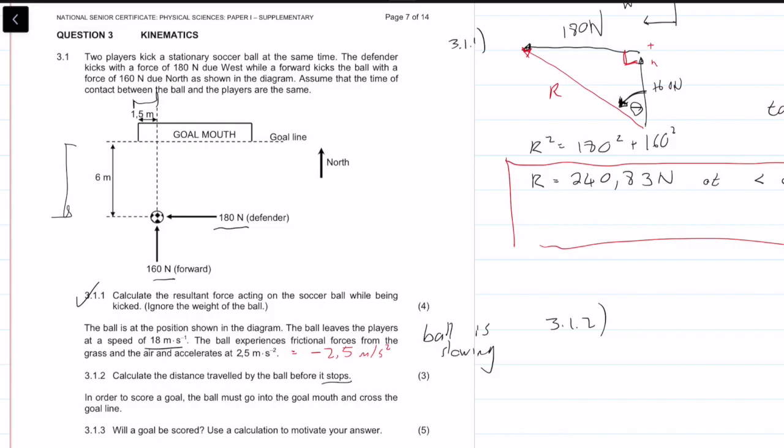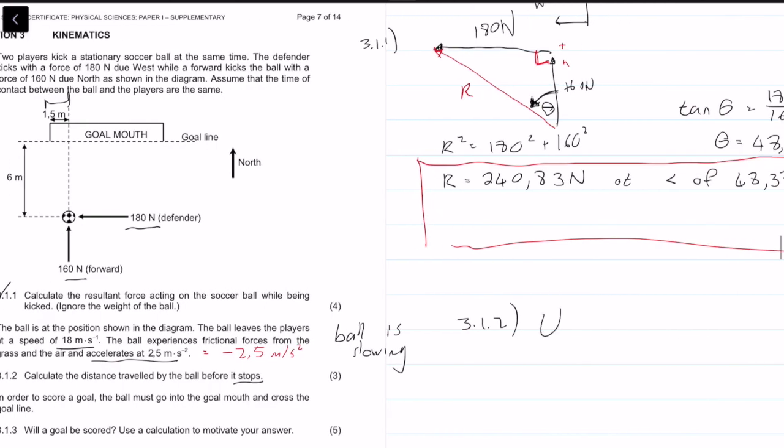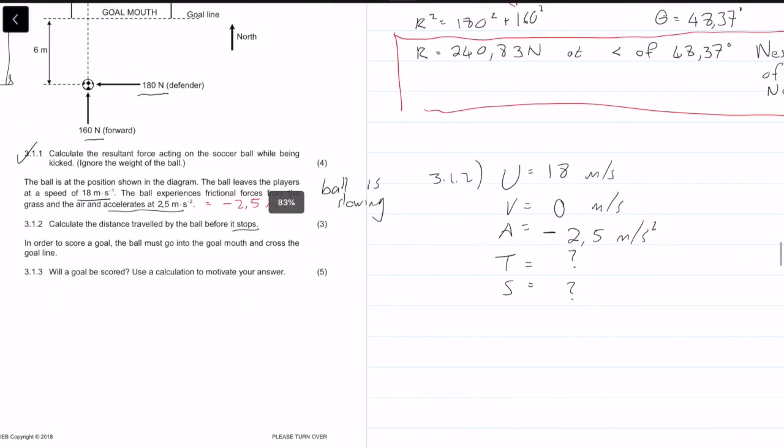Okay, so it experiences a constant acceleration, so we can use our UVAT. So UVATS. Use our initial velocity, which we know is 18 meters per second. Final velocity it wants as it stops, so it would be 0 meters per second. The acceleration, like I said, it's slowing down, so we must include the minus 2.5 meters per second squared. The time is unknown, and the distance is unknown as well, because that's what we're looking for.